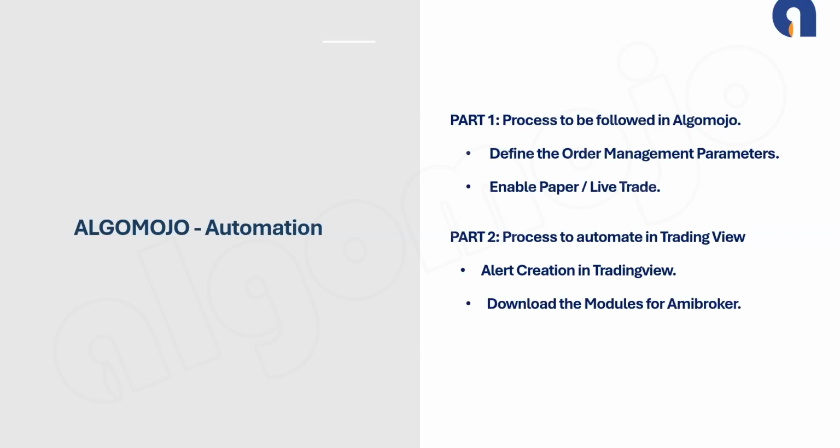And for Amibroker, there are some modules to be downloaded and used along with the strategy or AFL that you would have. We need to just copy paste them or drag and drop them onto your existing strategy, and it will be ready for using as such. And there is a webhook URL that you need to paste in both TradingView and your Amibroker. That is very, very critical for placement of orders. So once that is done, the signals will get processed as per the signal generated.